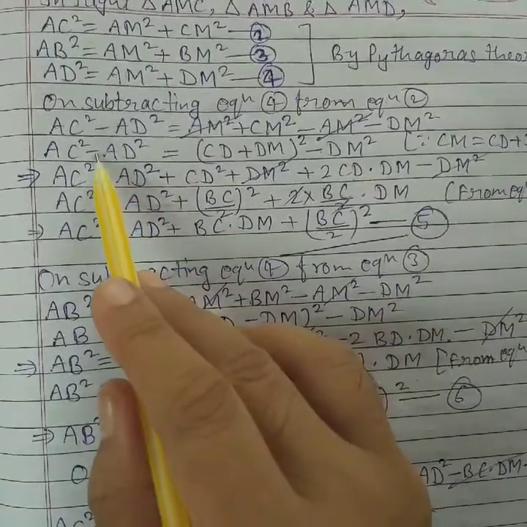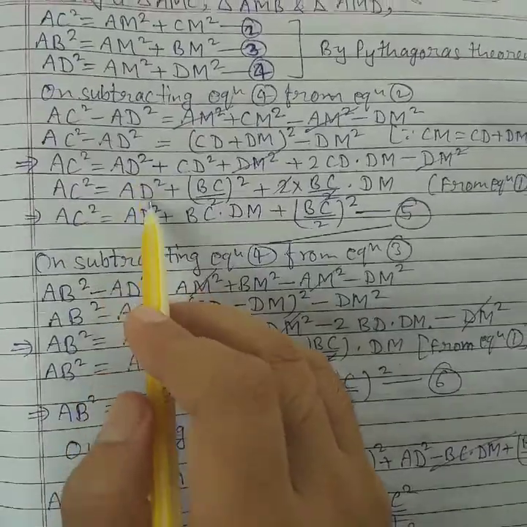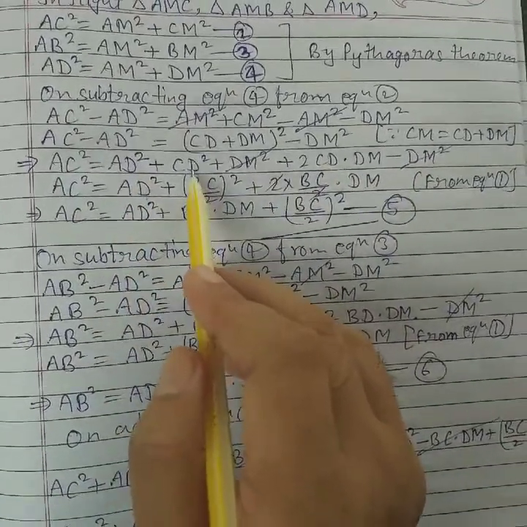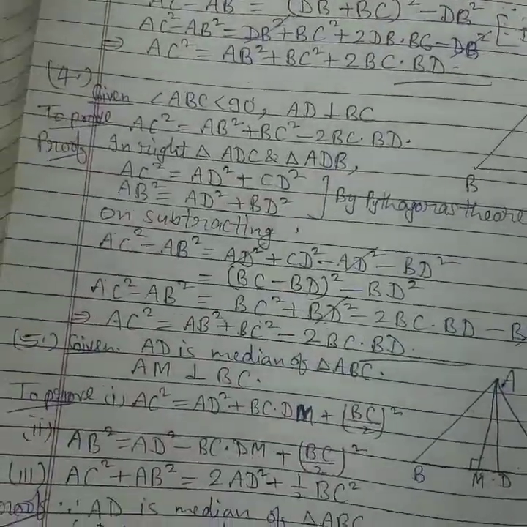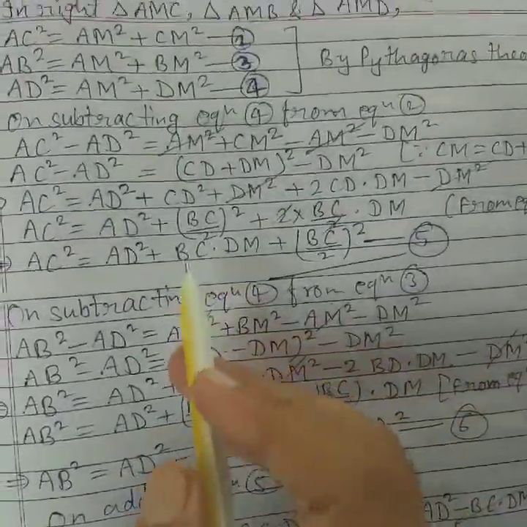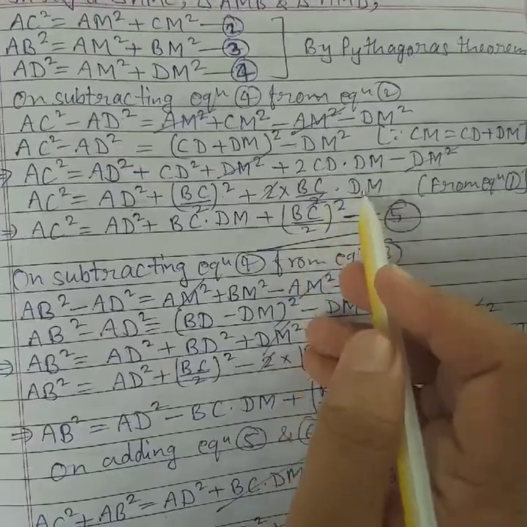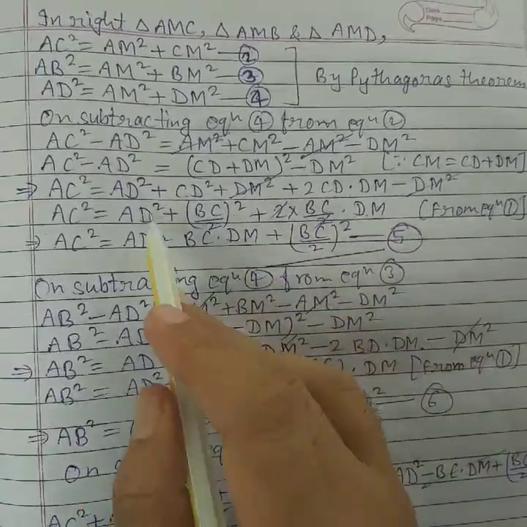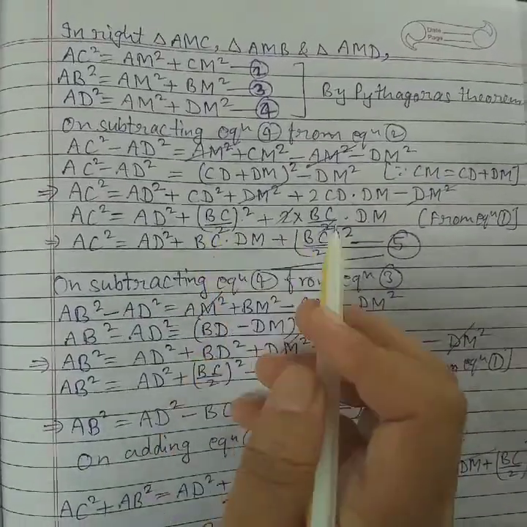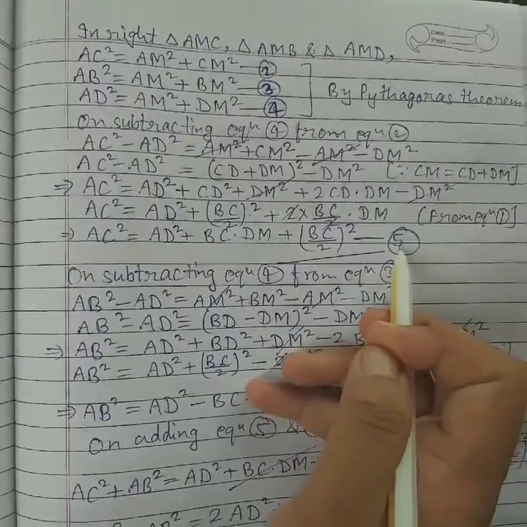This AD square has a minus sign, so we transfer it to RHS, then it will be plus sign. Now AC square equals AD square. Here DM square is cancelled. Now AD square plus CD. In place of CD we can put BC upon 2. In equation 1 we proved BD and CD both are equal to BC upon 2. So we change here (BC upon 2) whole square plus 2CD, in place of CD again BC upon 2, into DM. Clear? 2 and 2 cancel. Now AD square, this term we put here in the middle, BC into DM, and plus this last (BC upon 2) whole square. This is proved, first part proved, and we assume it equation 5.